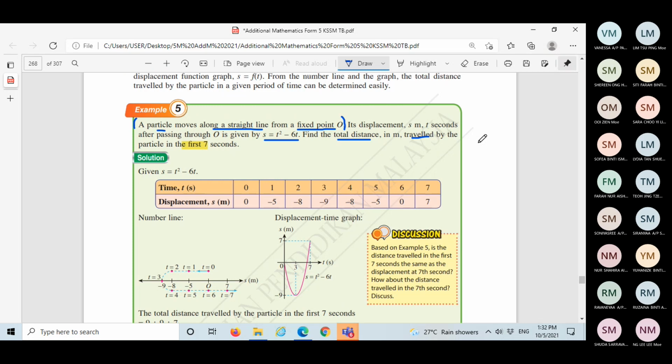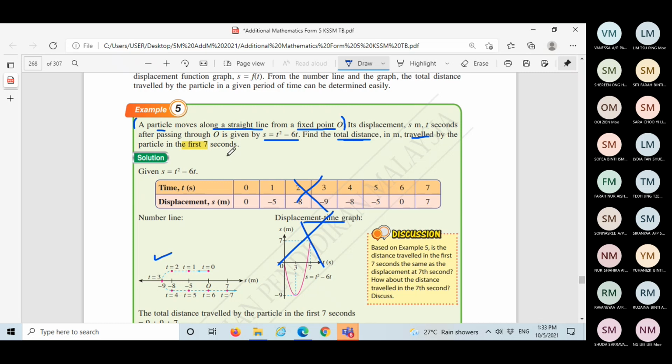Okay, so let us start. Actually, this question does not ask you to draw the displacement-time graph. They just want to know the total distance. So for this question, I will not do anything for the graph, I will not do the table. I will do only the number line. I prefer the number line for these questions, unless the question asks you to draw the displacement-time graph, then you have no choice, you've got to draw the graph. So how to do these questions?